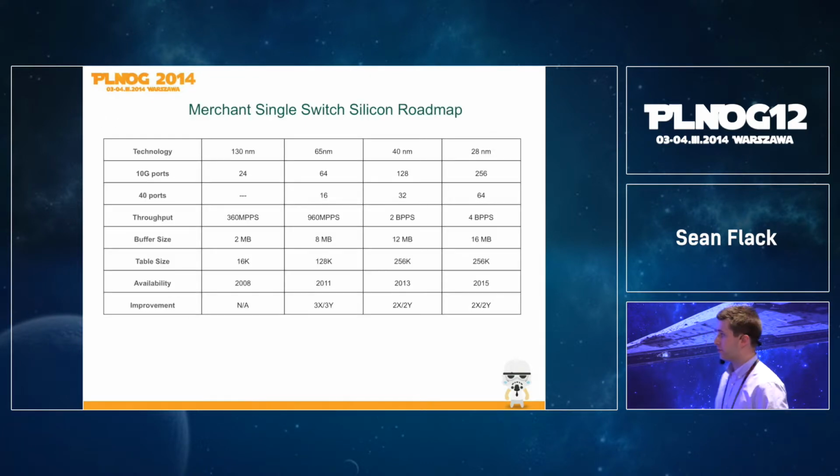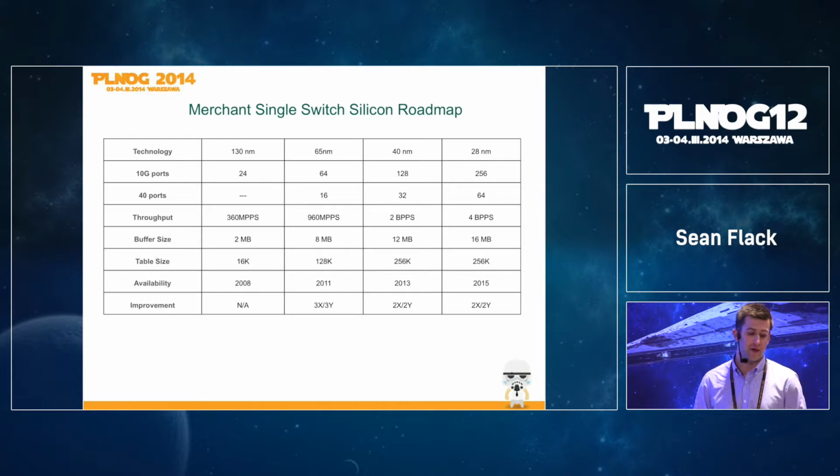And in terms of the roadmap of merchant silicon, back in 2008, when we first started to see merchant silicon on the market, we were about at 130 nanometer transistor size. And this gave us 24 ports of 10 gig, 360 million packets per second, 2 meg of buffer, relatively low, 16K table sizes for MAC addresses, and was available about 2008, the first generation of merchant silicon.